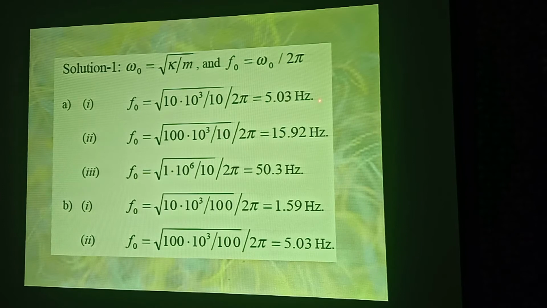We can calculate and find that the natural frequency varies as 5, 15 and 50 hertz, keeping the mass constant and increasing the value of k. So we can see that by increasing the value of k, the natural frequency of the body increases, and here in this case again we can see that the value of k is increased.